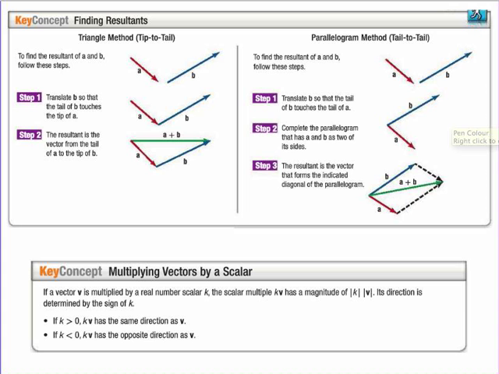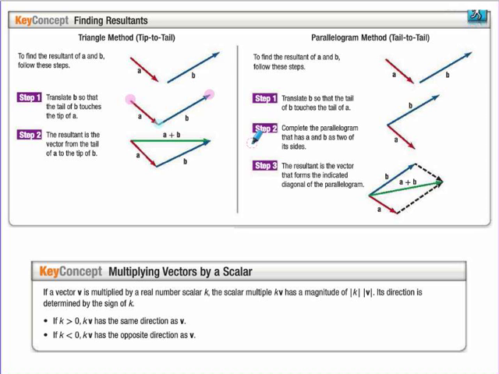Okay? And so basically I start with vector A. I draw vector A in. Where the tip of vector A is, that's where I start vector B. Okay? And I'm going to put vector B in. Once I draw those two, I am now going to connect the start of vector A to the end of vector B. That is my resultant. That is how you find the green.